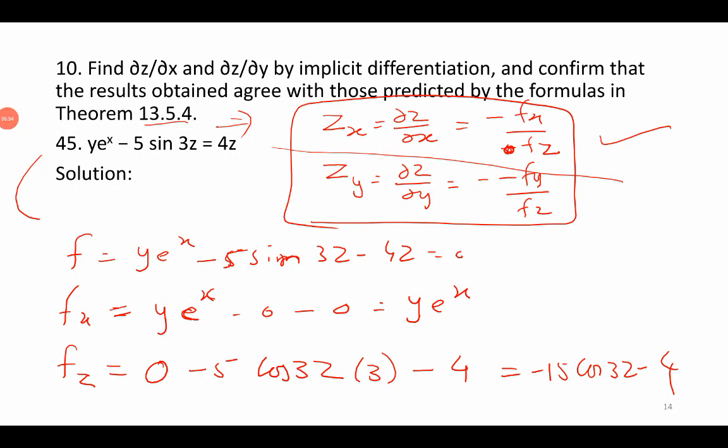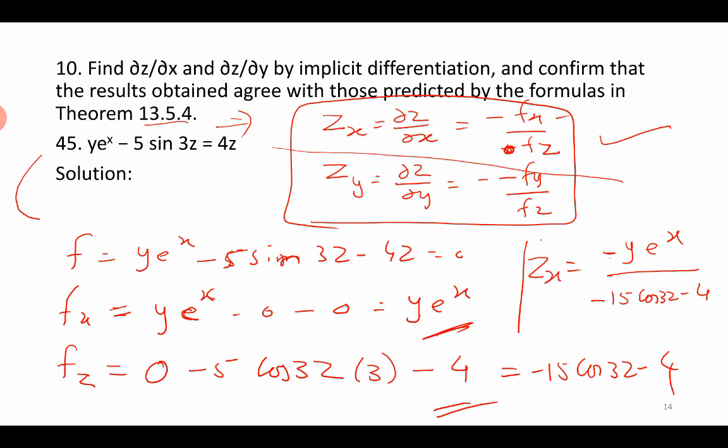Now the final answer is zx. Negative fx is here. So negative y e^x divided by this term fz, which is minus 15 cos 3z minus 4. This is for zx. And we will verify this result by direct implicit differentiation.